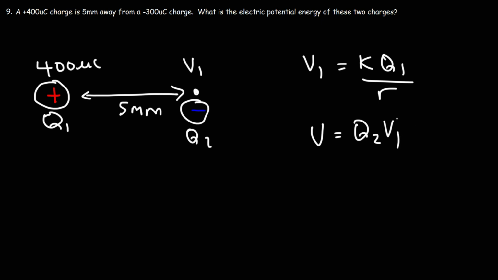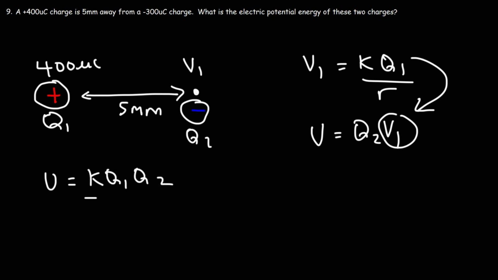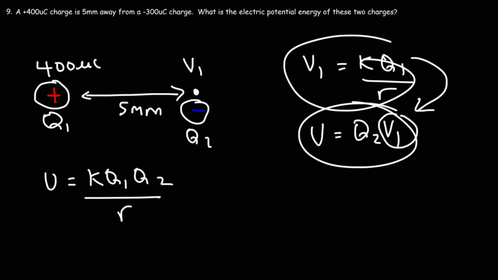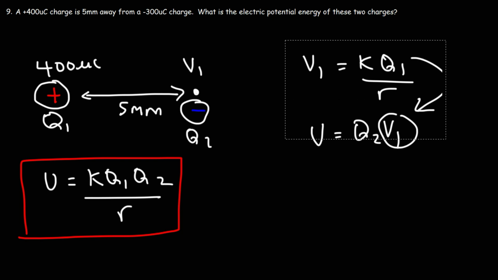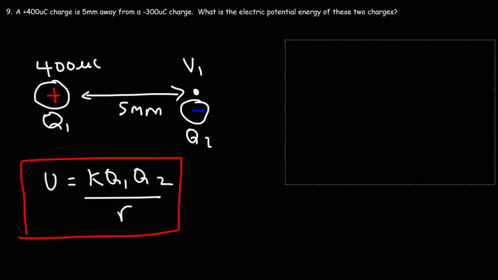Now I'm going to replace V1 with what we have here. This will help us get the equation for the potential energy of two charges. It's K Q1 Q2 over R. I like to combine these two equations because it helps me remember the equation for the potential energy of two charges. Granted, the way to really get this formula is to use calculus, but that's beyond the scope of this video. But that's the formula you need to calculate the potential energy in this problem.